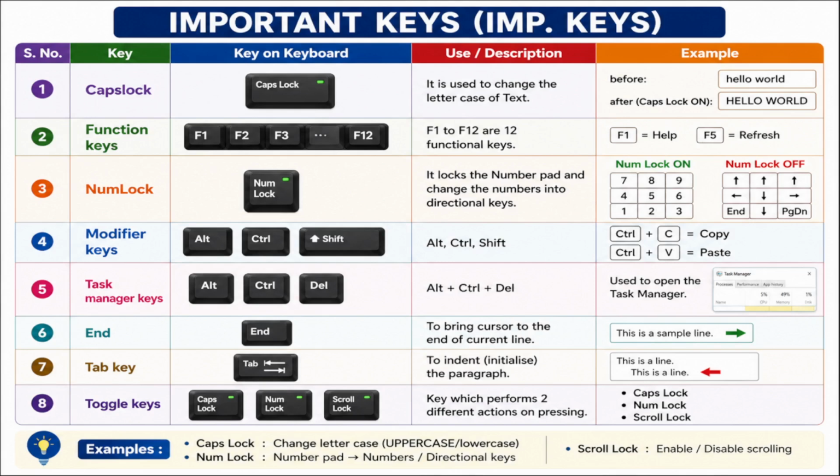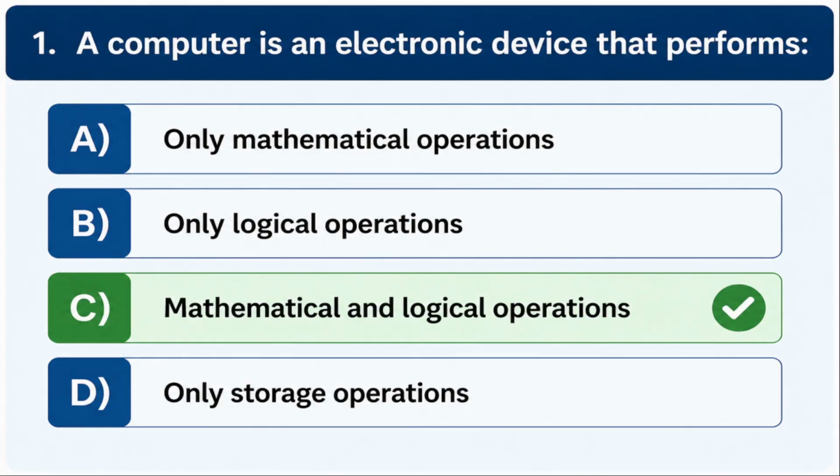Then functions. How many function keys are there? There are 12 function keys, F1 to F12. Now, whatever I explained, these topics are based on the MCQ.